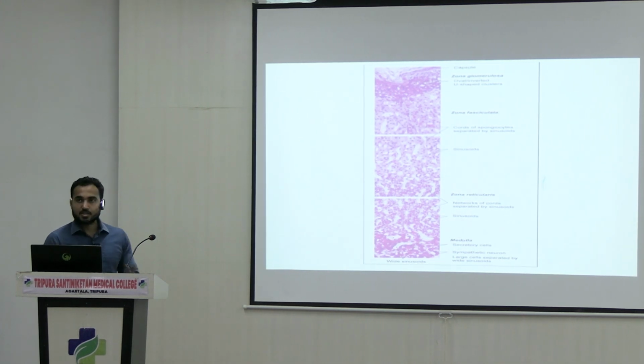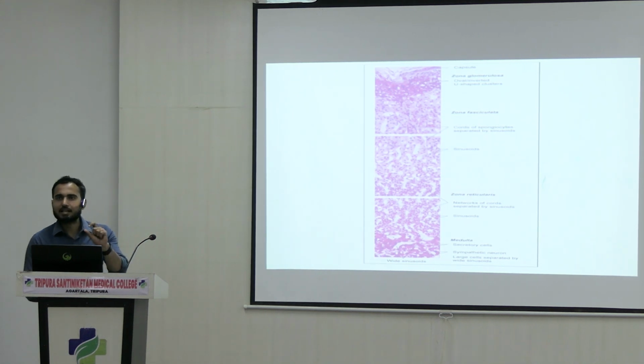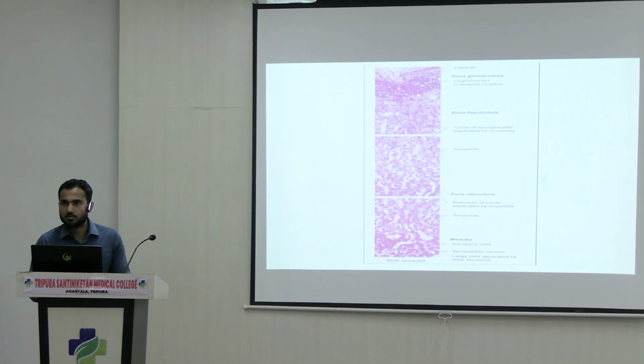In the medulla, as I said, two types of cells are there. These are the secretory cells, and then sympathetic neurons are also there. The sympathetic cells are larger as compared to the secretory cells. This is how you can easily identify them under H&E staining.